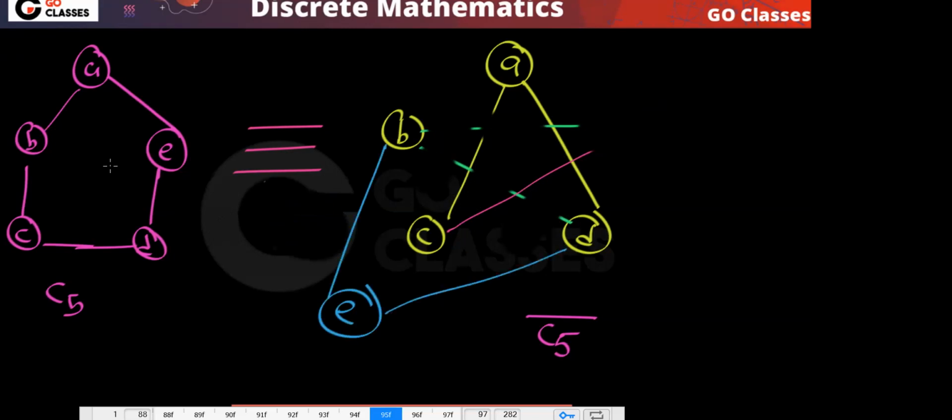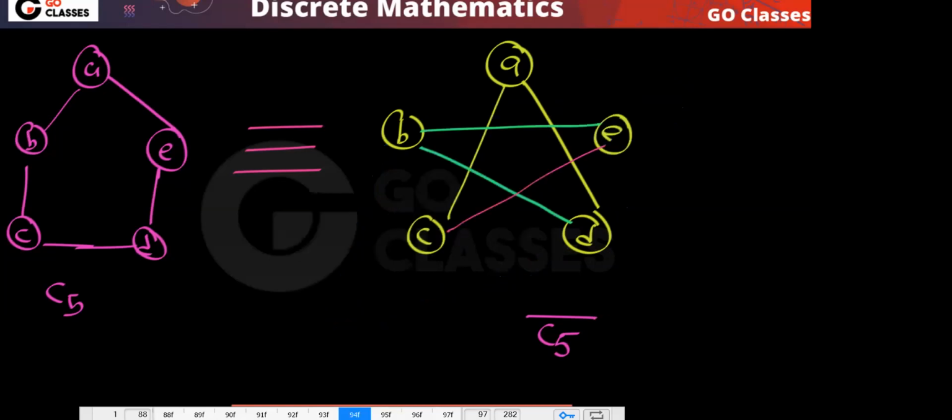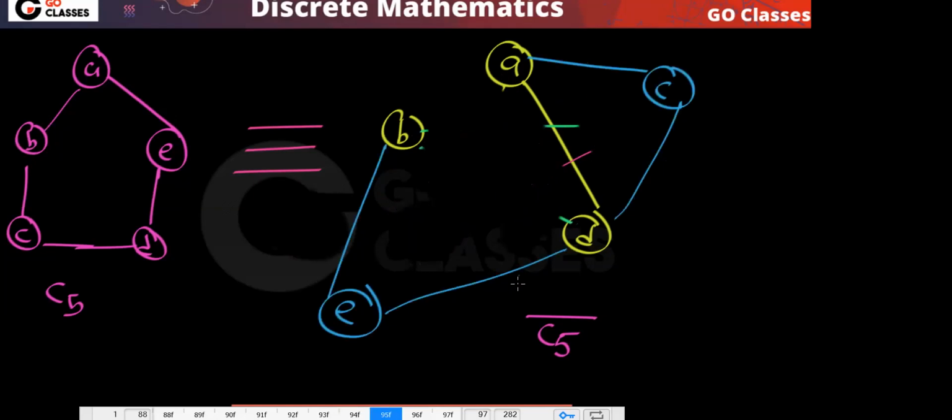Now this C also you pick and put here. So you can put this C here. Is some edge missing? 1, 2, 3, 4, 5. Okay, so 1, 2, 3, 4, 5. Something is wrong.